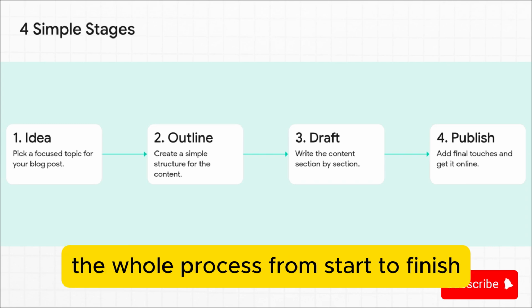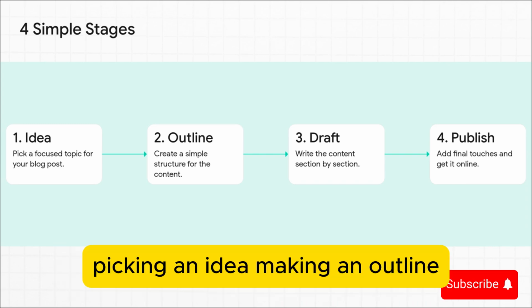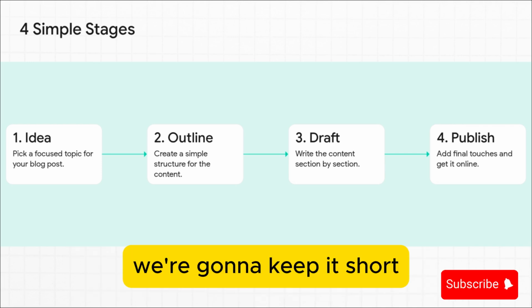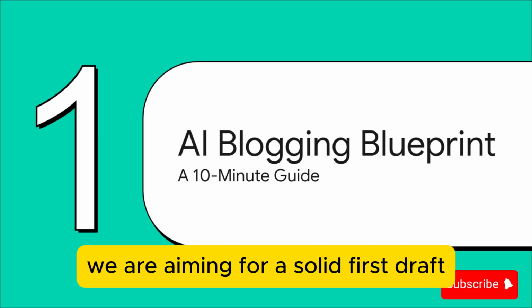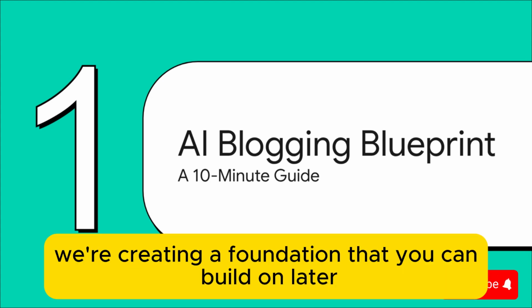The whole process from start to finish comes down to 4 super simple steps. Picking an idea, making an outline, writing the draft, and then getting it ready to publish. We're going to keep it short, simple, and seriously useful. All right, let's start the clock. We are aiming for a solid first draft in about 10 minutes flat. Now remember, the goal here isn't perfection, it's progress. We're creating a foundation that you can build on later.